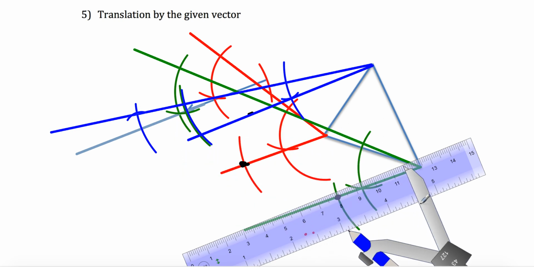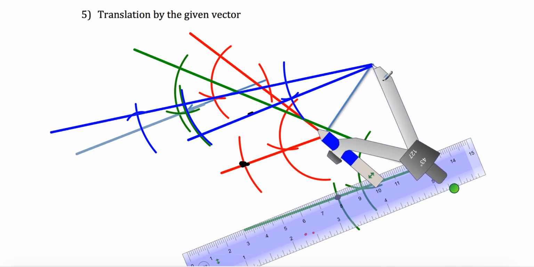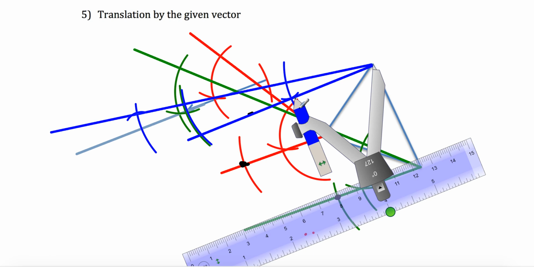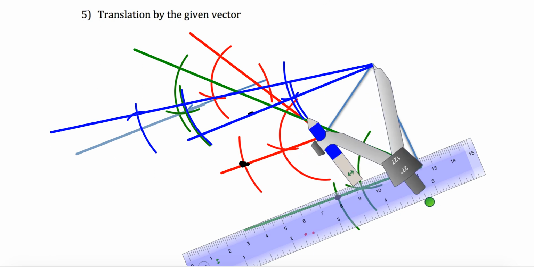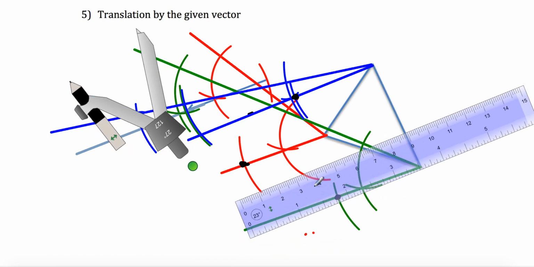All right, so here we get the blue one, which is actually what we're doing. Okay, so the last point will be right over here. So all I have to do is just connect them.